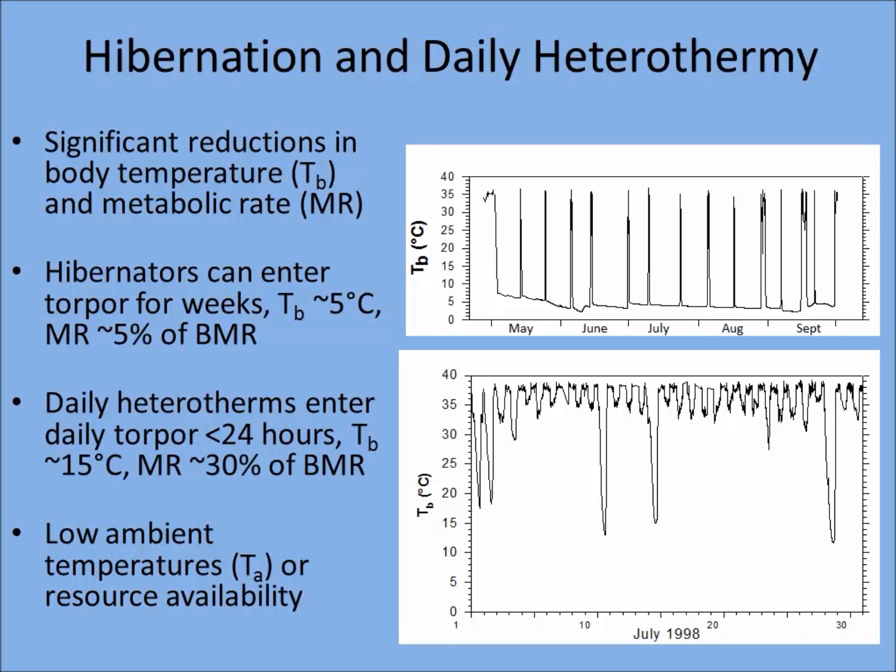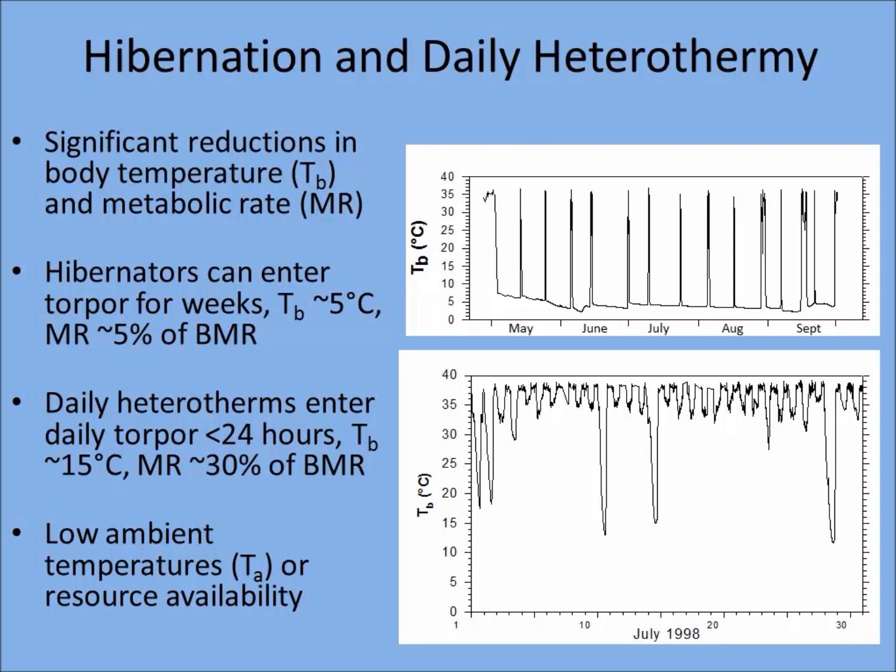In contrast, daily heterotherms can enter torpor bouts that are less than 24 hours in length. As you can see by the sugar glider here, again, body temperature versus time. The time scale is just 1 month. Each tick is a day. And the sugar glider spends a lot of time warm with daily fluctuations and will occasionally drop its body temperature down to around 15 degrees Celsius.